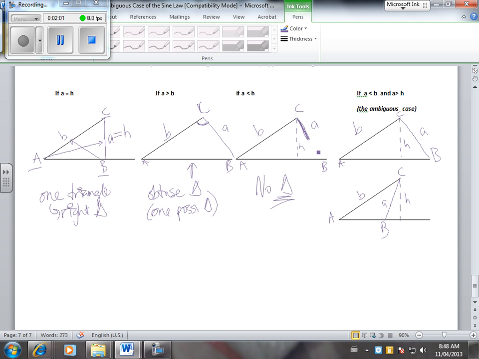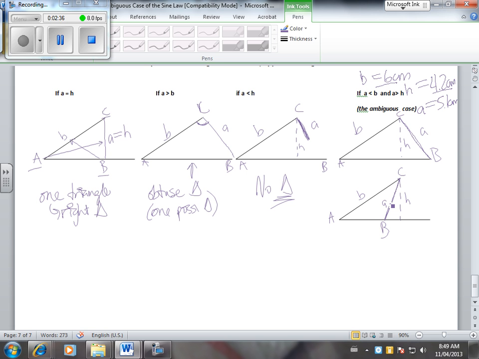So if A is less than B, so in this case B was 6 centimeters, and this is only in our case, and H was 4.2 centimeters. Of course, you'd have to look at each case individually. This is the one we worked with. So in this case, we had A as 5.1 centimeters. Now 5.1 is bigger than 4.2, but it's smaller than 6, and this is where you get the ambiguous case. So you can draw your line out like this or in like this.